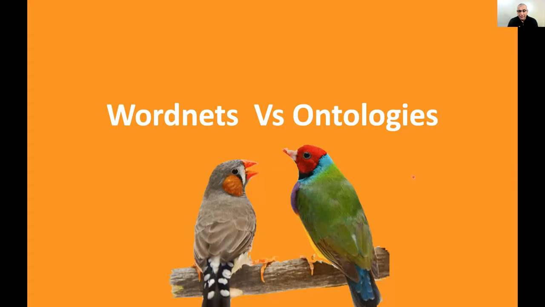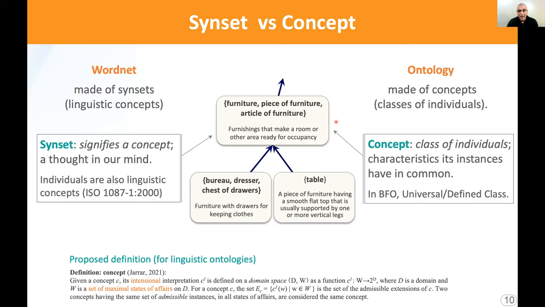In this second part of the talk, I will show you the foundational differences between WordNets and ontologies. Let's first examine synset versus concept and what the difference between them is. As you see here, there is a small piece of WordNet. And we know that WordNet is made of synsets. A synset signifies a linguistic concept, and a linguistic concept is a thought in our mind. And even in linguistics, we know that even individuals are seen as concepts.